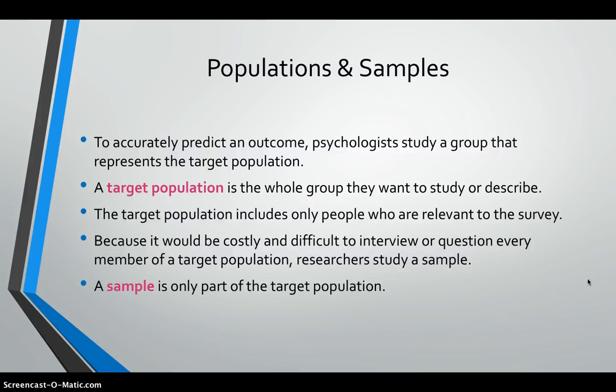Populations and samples. To accurately predict an outcome, psychologists study a group that represents the target population. A target population is the whole group they want to study or describe. The target population includes only people who are relevant to the survey. Because it would be costly and difficult to interview or question every member of a target population, researchers are going to study a sample, and a sample is only part of the target population.